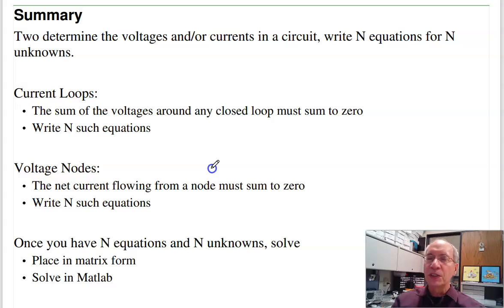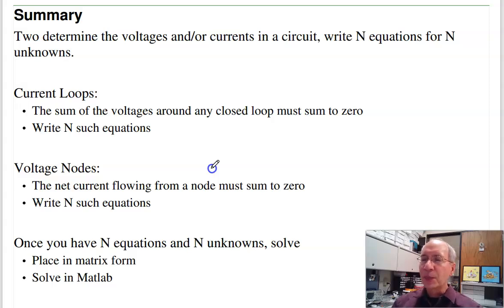With voltage nodes, I take n voltage nodes, sum the currents from the node to 0. Then at n nodes, I get n equations, n unknowns. Once I have n equations, n unknowns, I solve. Just put it in matrix form and solve in Matlab.